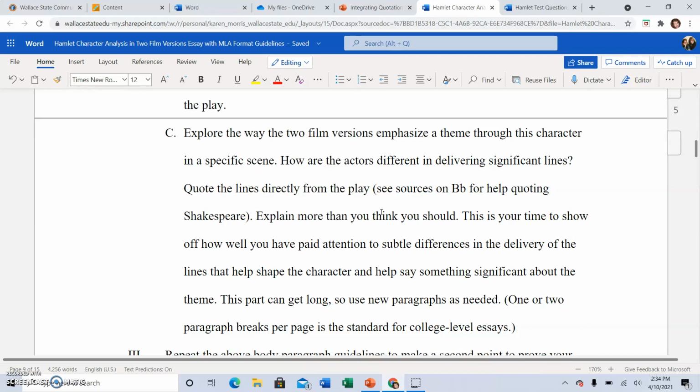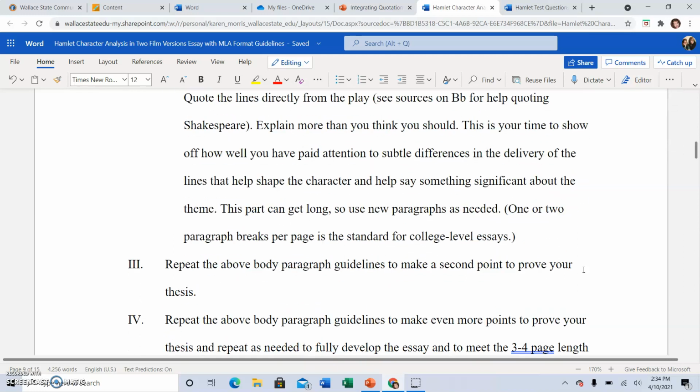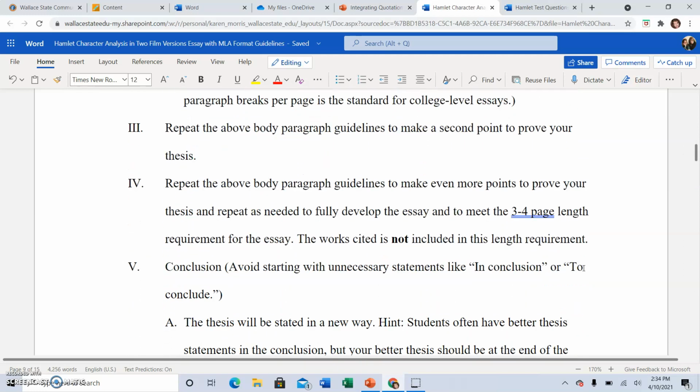So what the director or actor chooses to emphasize or leave out completely or just de-emphasize in some way, that is an analysis of what this producer or director or actor feels is important for the audience to see and remember and know about the character. So really think about that. This is your time to really show your close watching of the films and close reading of the play so that you can say something meaningful about that minor character. And then you're going to do that all again.